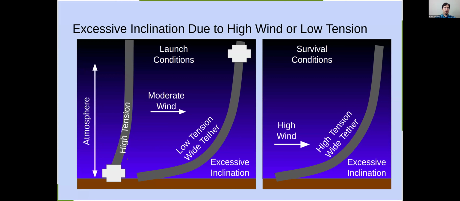Here we have a situation where we're trying to launch a climber. The climber is going to start at the bottom. There isn't too much inclination in the ribbon. It climbs up, but as it climbs up, the tension below the climber is lower, which means that this moderate wind we had now leads to excessive inclination. There's a problem.